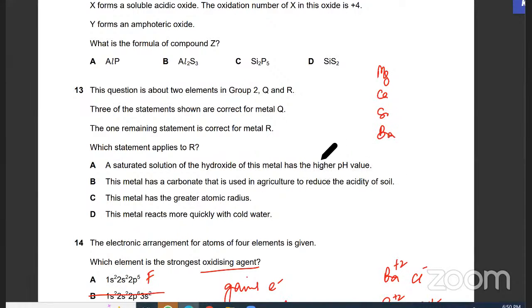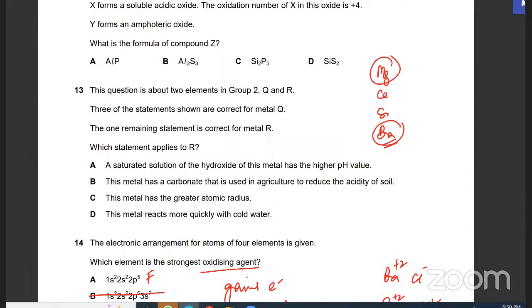So whose hydroxide has a higher pH value? Barium. Yeah, it's more soluble, right? So that means one of the elements is the one at the bottom. Let's think of it as barium, and the other one is at the top.